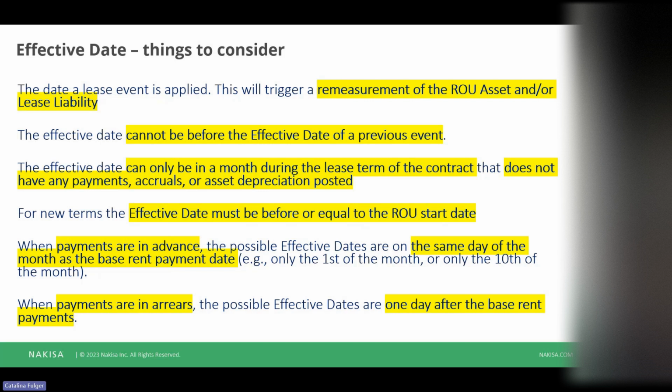So one of the things with the effective date is that it cannot be before a previous event. So if, as we are now in October, you applied an event in October, but then you receive notice that there was another event, let's say a supplemental or an adjustment to the lease amount that happened in September, you won't be able to simply go back in time and recognize it in September.